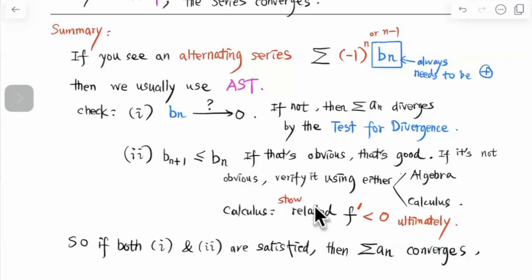When you use calculus to prove that bn here is decreasing ultimately, you can show that the related function, which means you replace the n here by x, has a derivative less than 0 ultimately. When the derivative is negative, the function is decreasing. So we show that the function is decreasing ultimately. If both this condition and this condition are satisfied, then the alternating series test says that this series here converges.